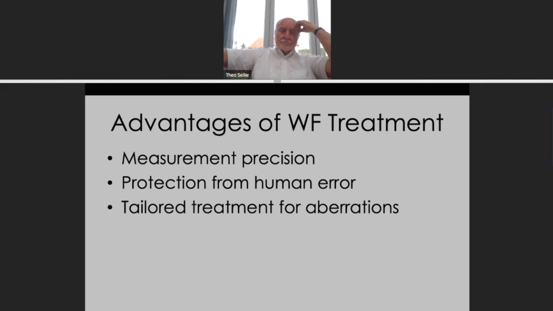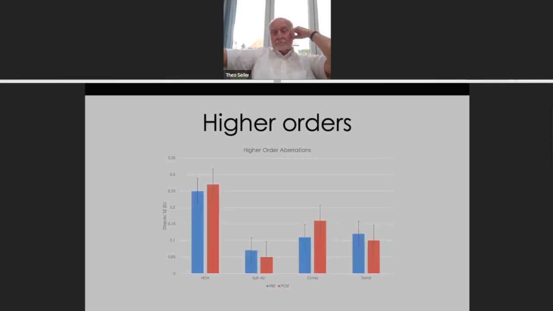It protects you from making a mistake. It transfers the refraction numbers straight from the aberrometer into the laser. You can't type in the wrong number. And it also gives you tailored treatments for aberrations as opposed to a one-size-fits-all aberration-free treatment, which is population mean figures for the aberrations that are programmed in. So those are the reasons for doing it.